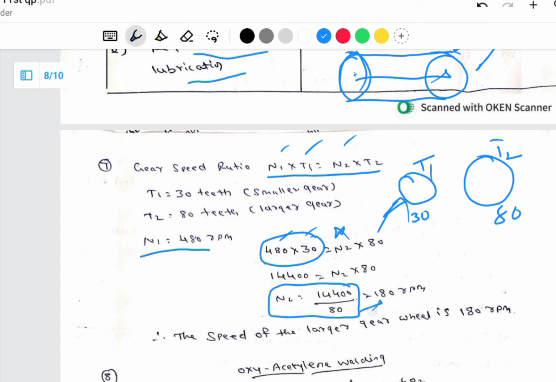Okay, the final answer is 180. So the speed of this will be 180 rpm. When you run this wheel with the 30 teeth at 480 rpm, then the second wheel with the 80 teeth will run at 180 rpm. So this is the answer.